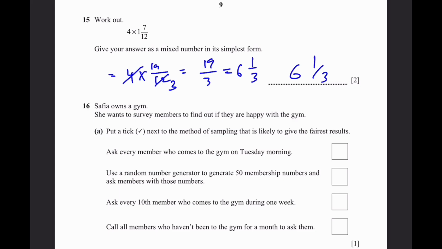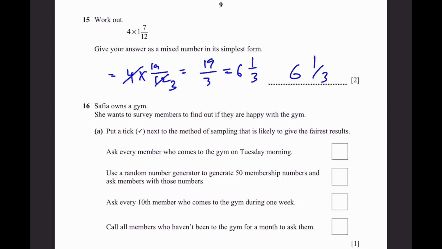Question 16. Safia owns a gym. She wants to survey members to find out if they're happy with the gym. A. Put a tick next to the method of sampling that's likely to give the fairest results. Ask every member who comes to the gym on Tuesday morning. Use a random number generator to generate 50 membership numbers and ask members with those numbers. Ask every 10th member who comes to the gym during 1 week. Call all members who haven't been to the gym for a month to ask them.